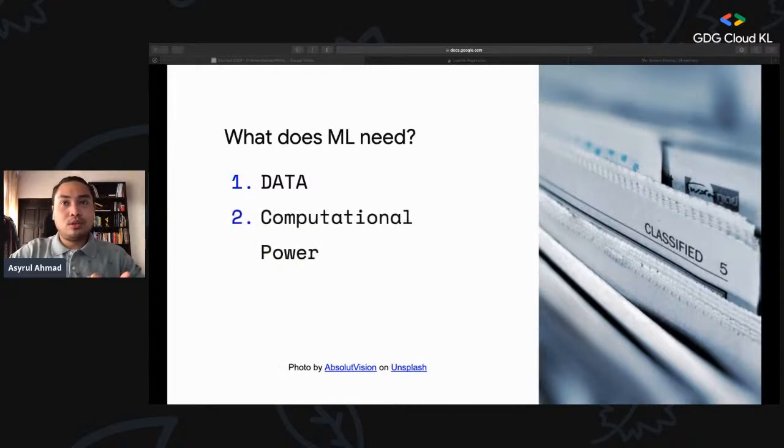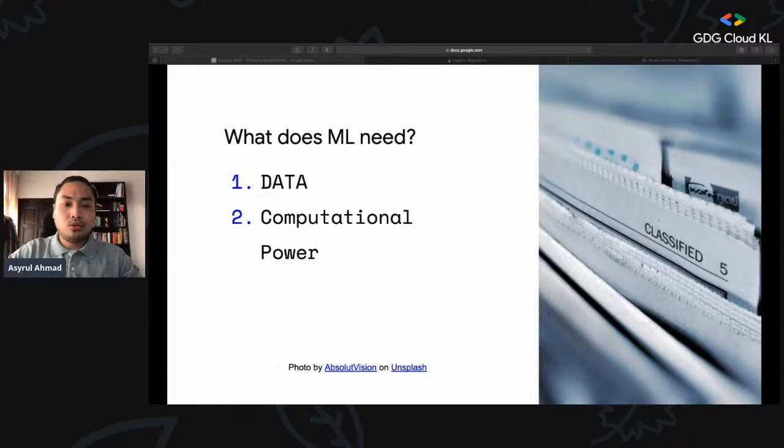Okay, the next one is computational power. Machine learning is very computationally expensive. You need very powerful machines to carry out optimal model training. Unfortunately, today there are cloud services which provide that computational power, which includes Google Cloud Platform. And you can see in later presentations by the other speakers to learn more about this.